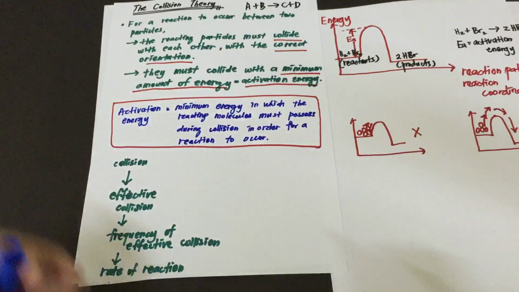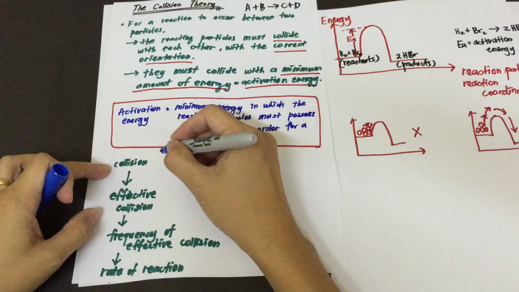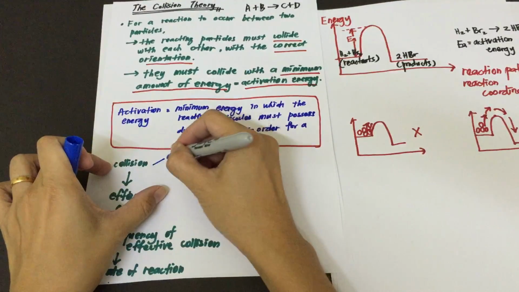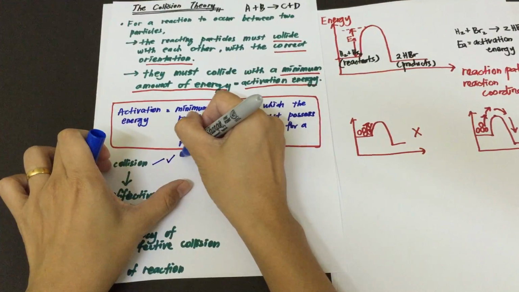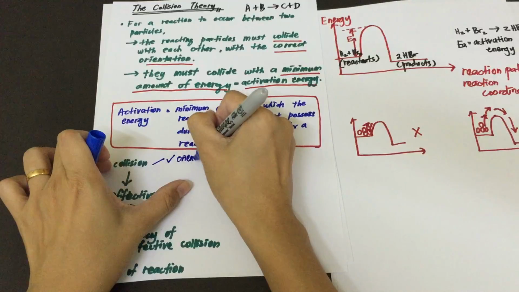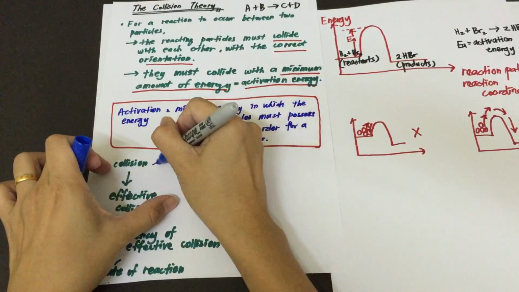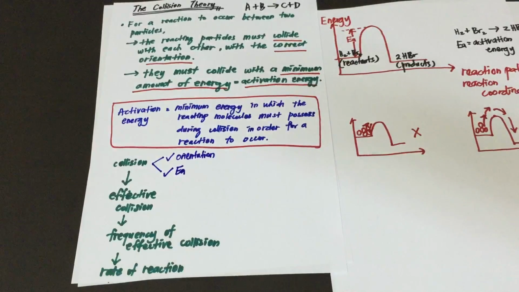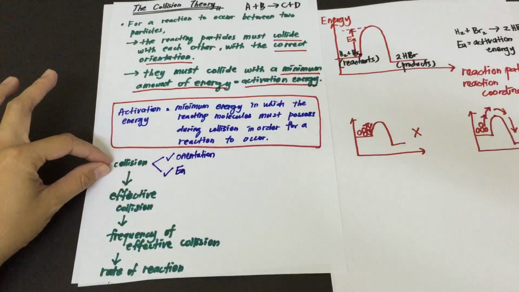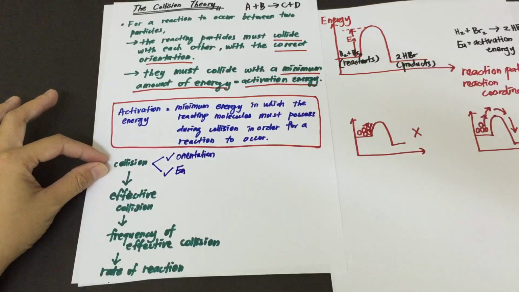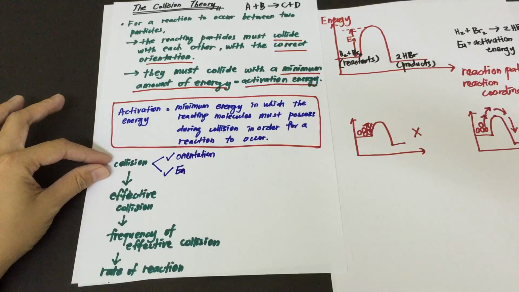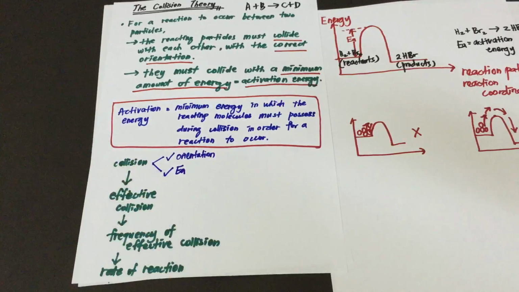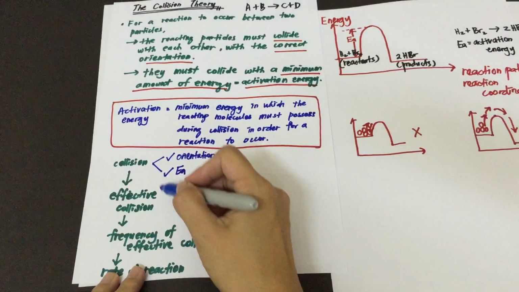Okay, so let's say in a particular collision, the particles fulfill the correct orientation, and they also fulfill the minimum energy requirement, which is the activation energy of the reaction. That means this particular collision is successful. When we say the collision is successful, that means it is effective enough to form product. So we term it as effective collision.